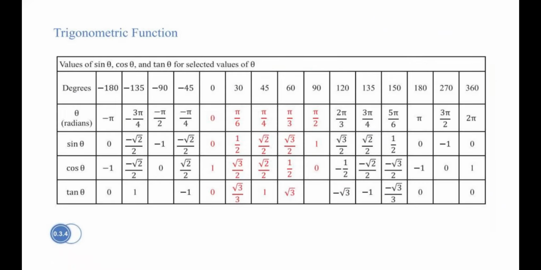This table shows common values for sine, cosine, and tangent. The most important angles to recognize are 0, 30, 45, 60, and 90 degrees, along with their radian forms. The table also shows how the sign changes for different quadrants. Some tangent values are undefined, like at 90 degrees, because cosine is 0 there. So this table is useful for quickly finding exact trig values. You should pause the video and try to memorize it.